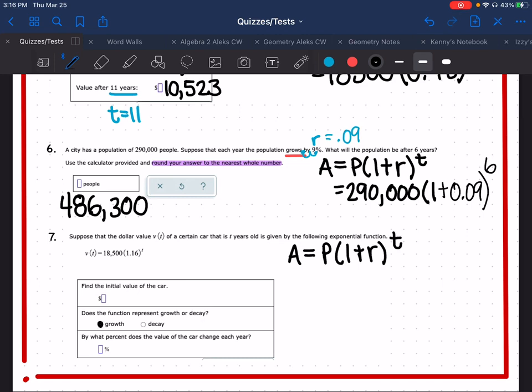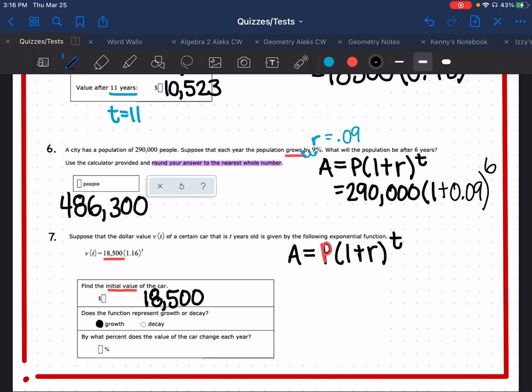Okay, and we already know the answer to the second question. This one is a growth because it is 1.16. My initial value would be P. My initial value would be the P right here, which is this number right here. 18,500. Like I said, it is a growth.